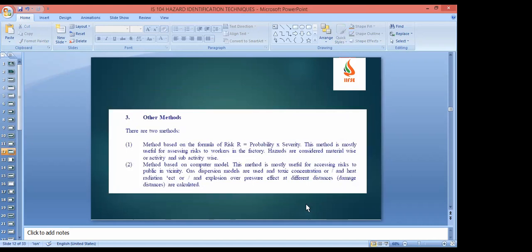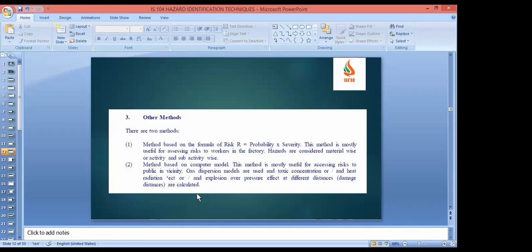There are two methods. The first is based on the formula risk is equal to probability and severity. This method is mostly useful for assessing risk to the workers in a factory, and the hazards are considered material wise, activity wise, or sub activity wise. In the sense, we have to consider all the areas.